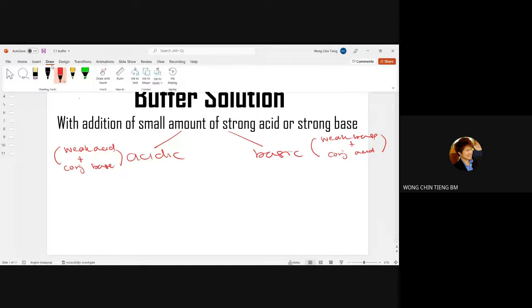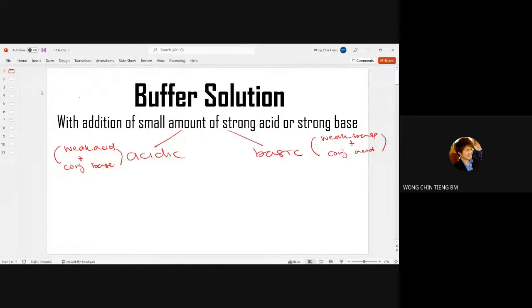Whenever we are saying that it's an acidic buffer, can I have the formula of acidic buffer, please? pH equals pKa plus log concentration of conjugate base over concentration of weak acid. Thank you. Concentration of my conjugate base over the concentration of my weak acid.